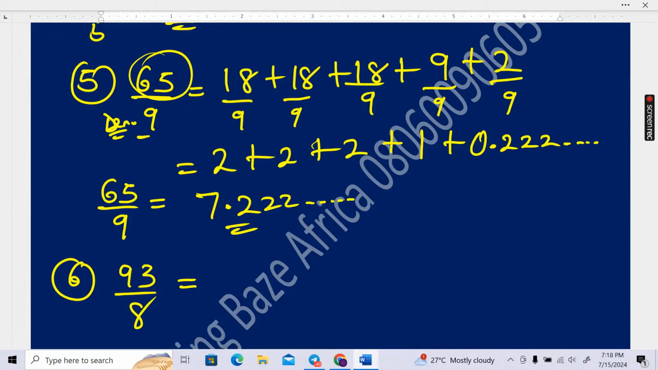All right, if you add up all these together, you will get 65 because 18 is a multiple of 9. Don't forget that 9 is the denominator right here. So whatever you're breaking 65 into must be multiples of 9. That was all we did. All the numbers that we use are multiples of 9 because 9 is the denominator. So the only odd one out is the last one, which is 2 over 9. All right, so now listen attentively to the next one.